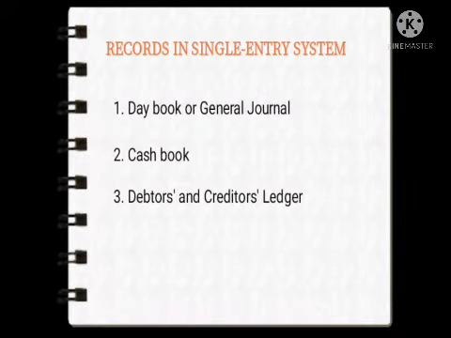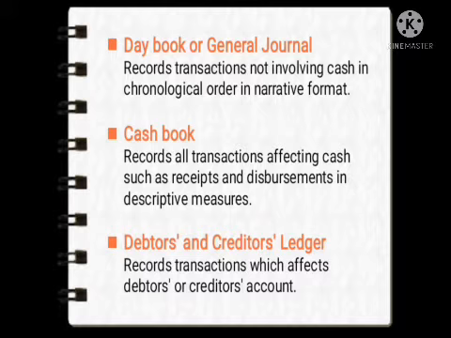How does an entity record transactions under single entry system? The transactions are recorded in the daybook, the cash book, and the debtors and creditors ledger. So what are these? The daybook or general journal records transactions not involving cash, recorded in chronological order in narrative format. The cash book, on the other hand, records all transactions affecting the cash receipts and cash disbursements, while the debtors and creditors ledger records transactions that affect the debtors or creditors account.